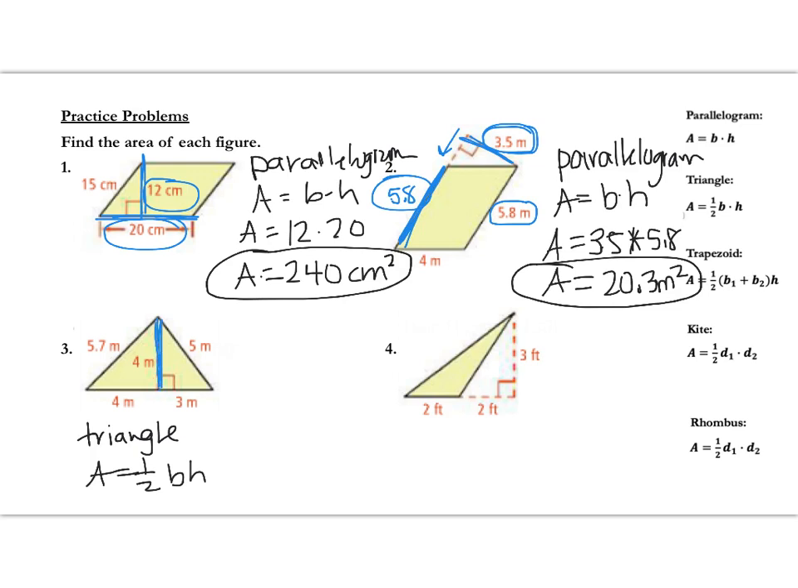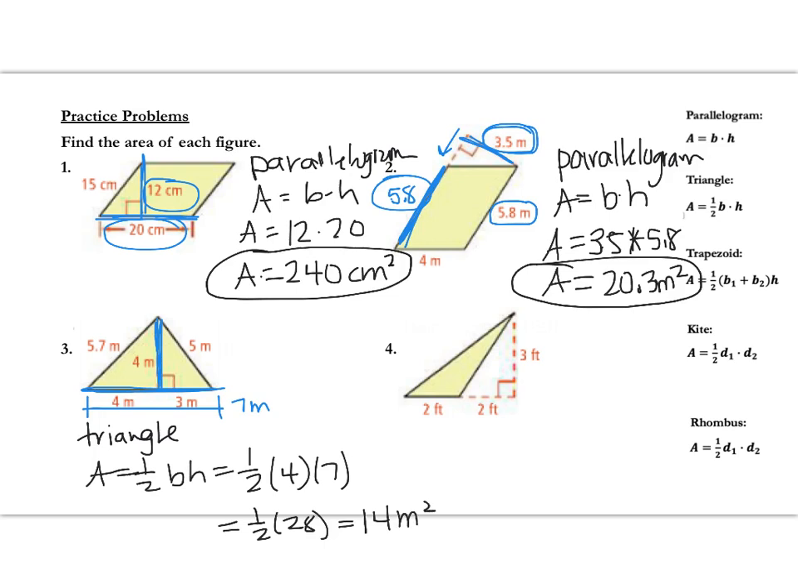So the 4 for sure is the height. The base would be that whole side that it meets up with. So if they give it to you in pieces, you're going to have to add them together. And that's going to be 7 meters as the base. So that's going to be 1/2 of 4 times 7. And then you can decide when to use the 1/2. You need to use it just one time. So you could use it on the 4 right now, or you could multiply them together first and then take half of it. Either way, you should get 14 meters squared.